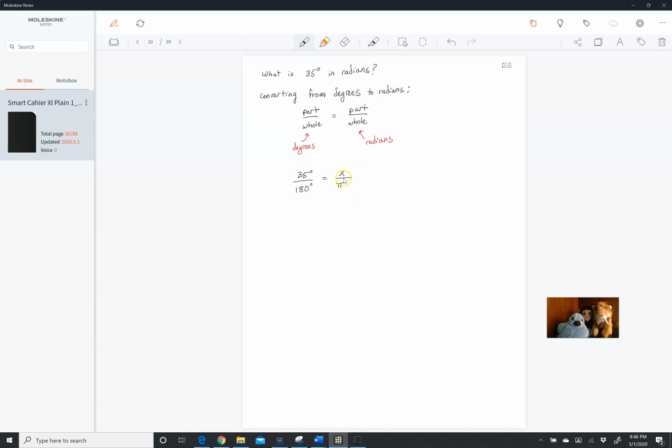Well, what do we need to find? We need to find x. So our x is the angle in radians. That's what we're trying to find. So we can cross multiply. Sorry, 35 pi is equal to 180x.